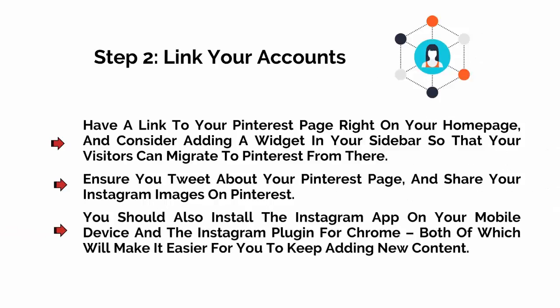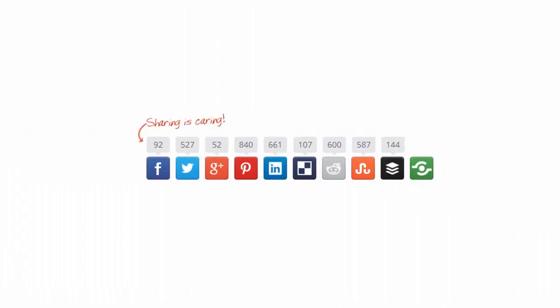You should also install the Instagram app on your mobile device and the Instagram plugin for Chrome, both of which will make it easier for you to keep adding new content. Meanwhile, use Shareaholic to add social sharing buttons to your website, thereby allowing other people to share your content. This is also a good time to set up rich article pins with your website so that the pins that do get shared from your website will have titles and information under them.